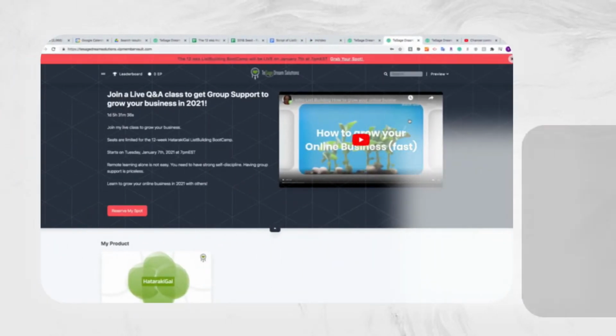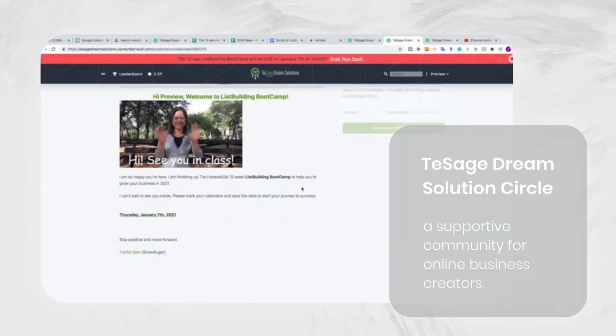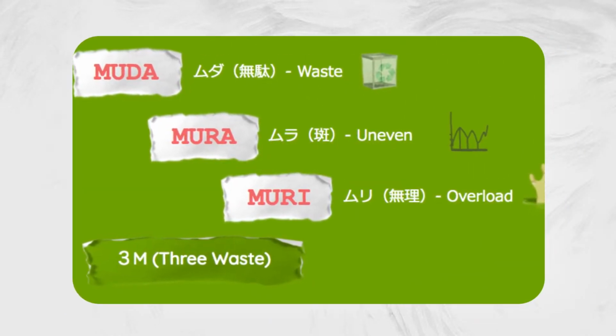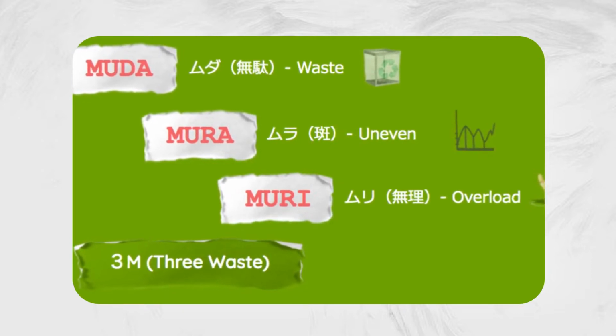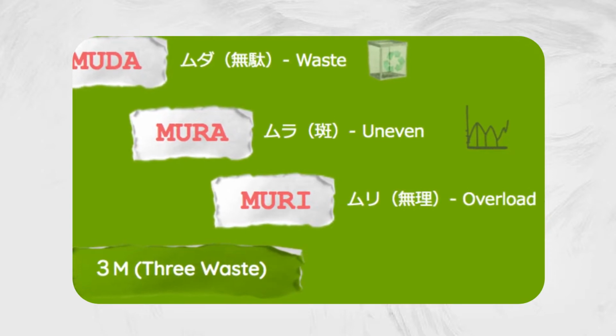The Stream Solution Circle is a supportive community for online business creators. We focus on zero waste by eliminating muda, waste, mura, uneven workload, and muri, overload.